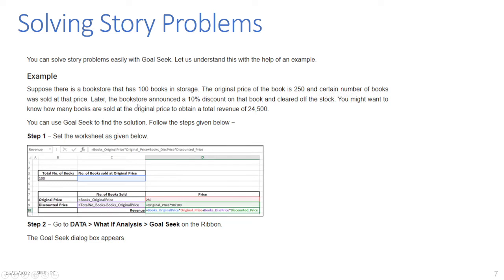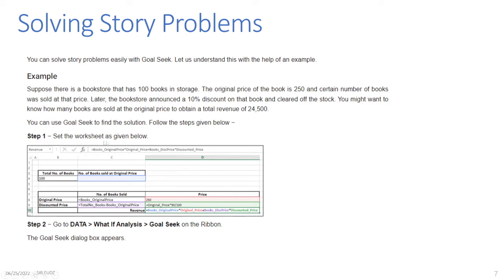And a certain number of books was sold at that price. Later, the bookstore announced a 10% discount on that book and cleared off the stock. You might want to know how many books were sold at the original price to obtain a total revenue of 24,500. You can use Goal Seek to find the solution. Follow the steps given below.